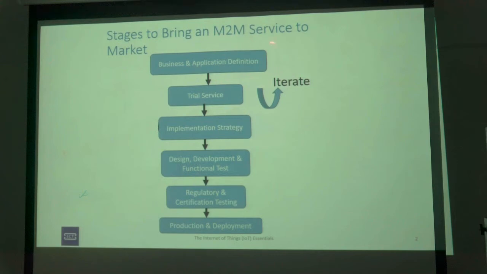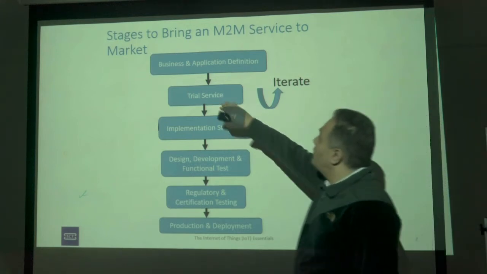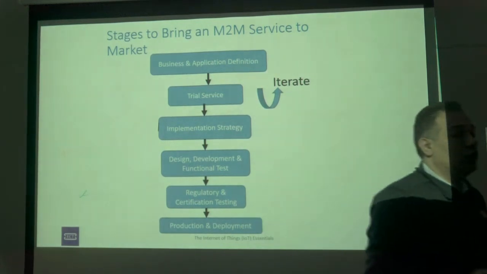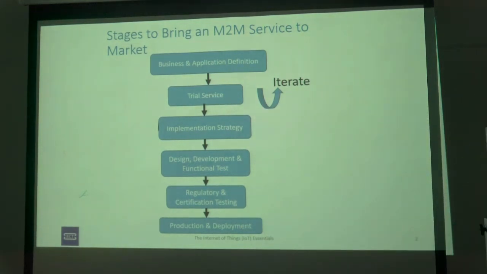So how can you bring it to the market? When you have an idea, especially in your lab project, or this project, and you need to bring it to the market, it starts with a business application definition. Definitely you have to define what your application is. What is the product that you are expected to build and develop first, and then sell to people? So it has to be very specific, right?